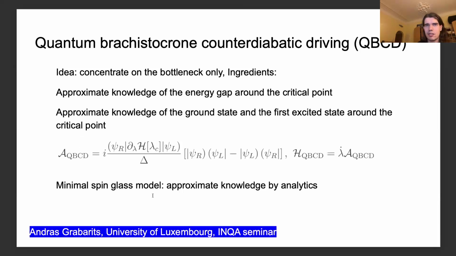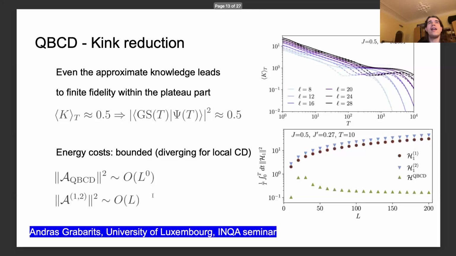For example, in our spin glass toy model, we use some analytics as discussed in the paper in detail. We can have analytical approximations, but one can do orders of magnitude faster numerical search for these eigenstates and for the energy gap. And let's see the results, what it can achieve. As we can see, this exponentially extending plateau part induced by the exponentially small gap is really lowered to a finite value. In this limit, when we say 1/2 kink number, that implies approximately 1/2 final fidelity in the thermodynamic limit. And this is achieved instead of zero fidelity by this QBCD Hamiltonian.